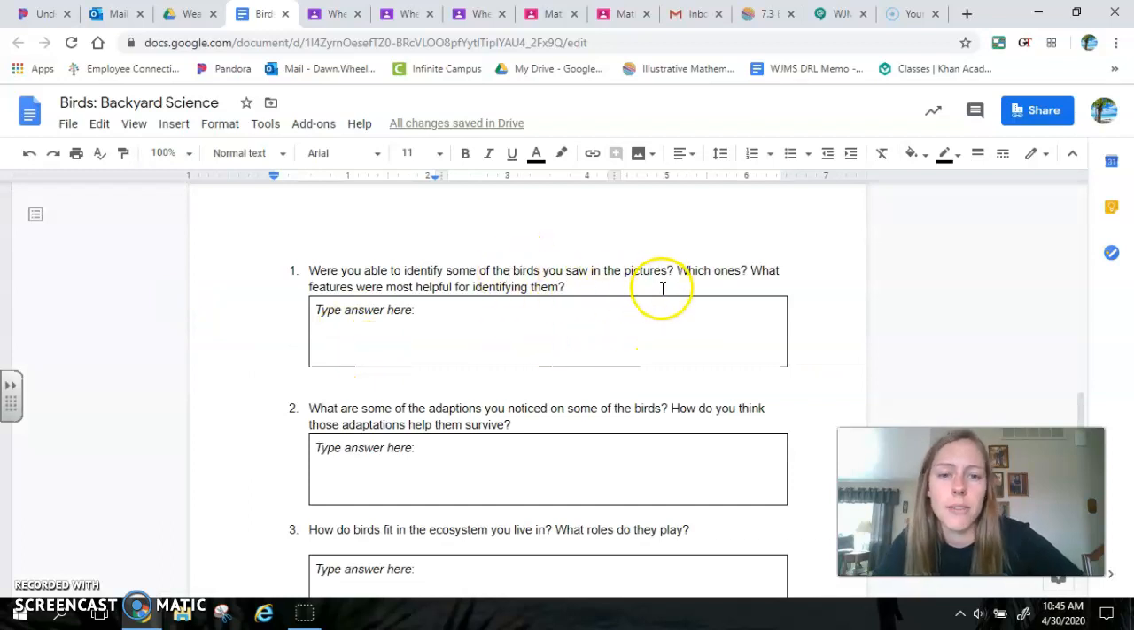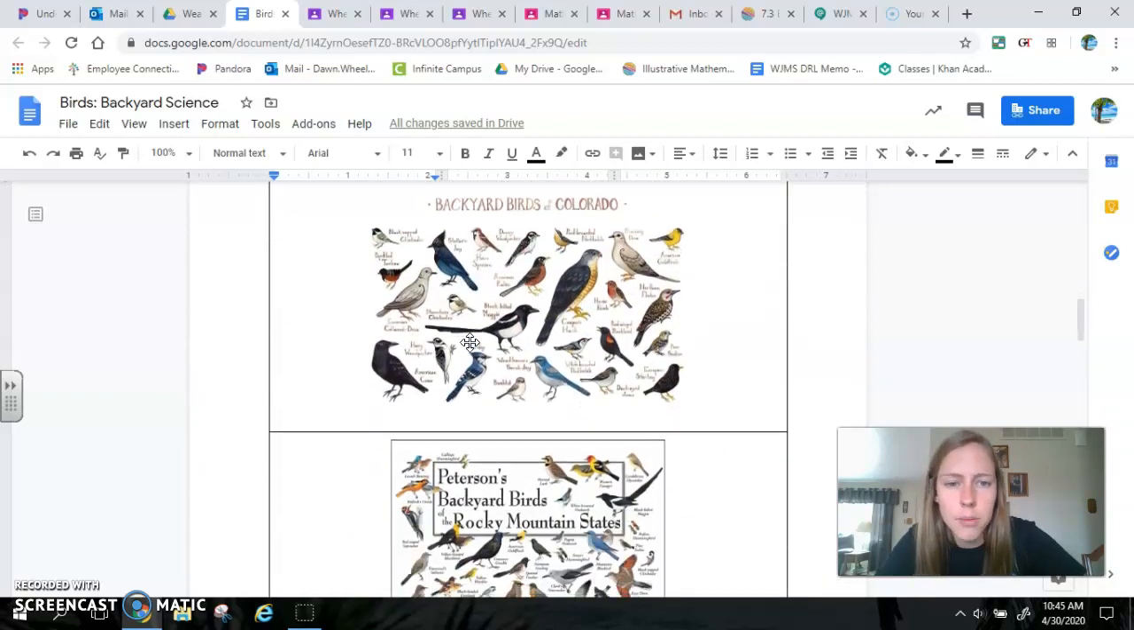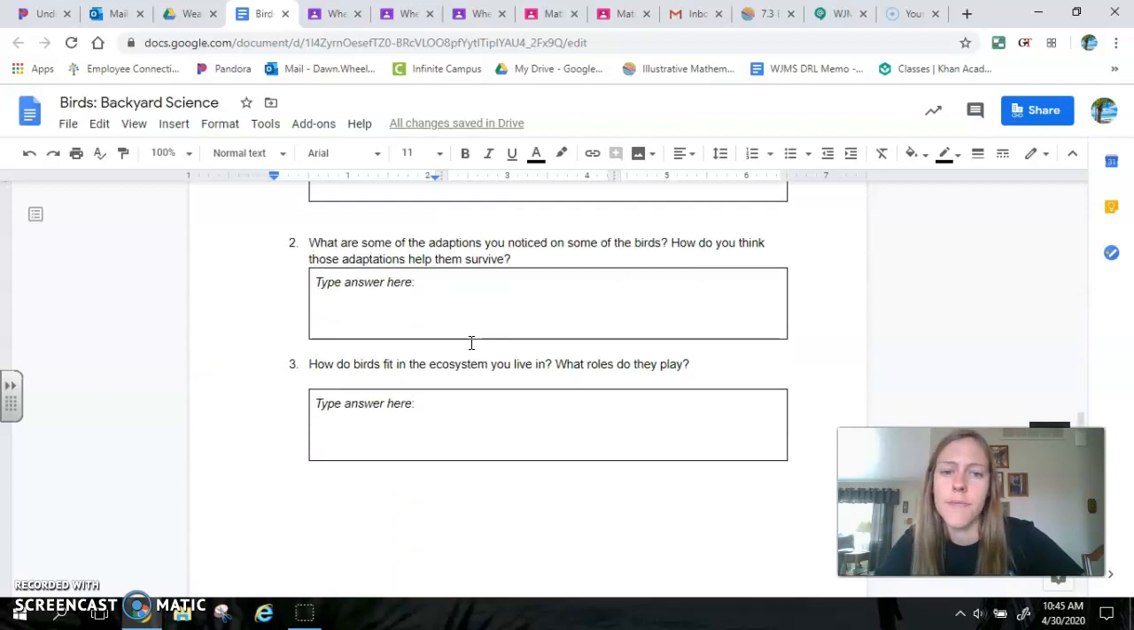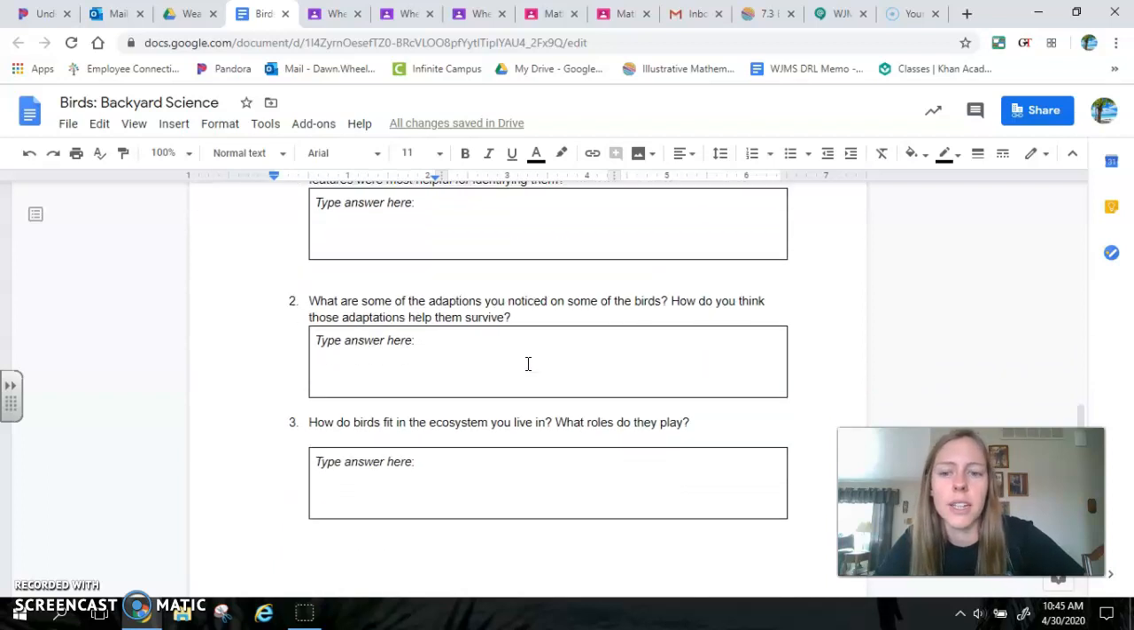Were you able to identify some of the birds in the pictures? Which ones? What features were most helpful for identifying them? Yes, I was able to identify the house sparrow and the, what kind of flicker was it called? Northern flicker. And I would say the colors and sizes were the most helpful in identifying those.